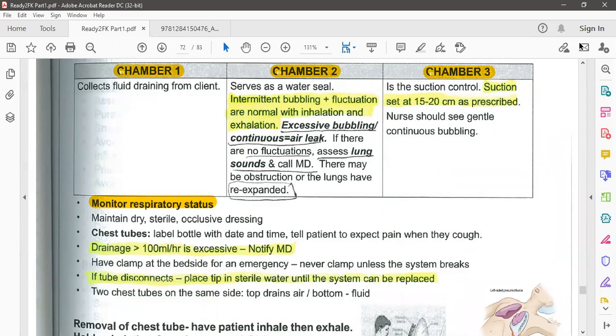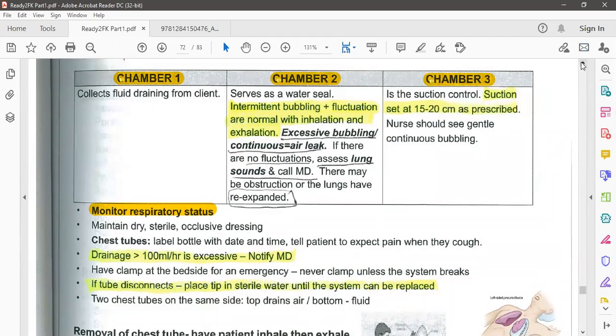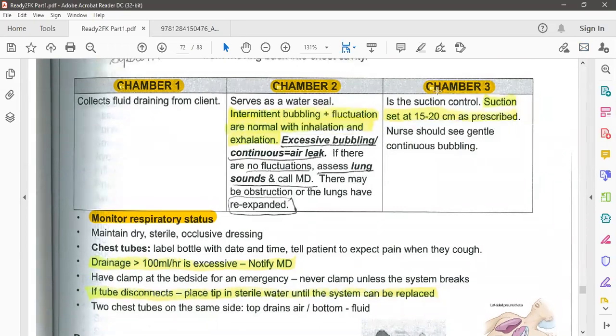Now let me go and read the other chamber. It is called the suction control chamber. Keep in mind, in the suction control chamber, if we see continuous bubbling, it is a good sign.